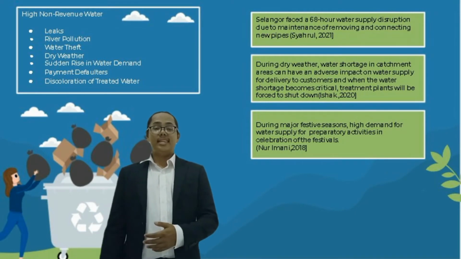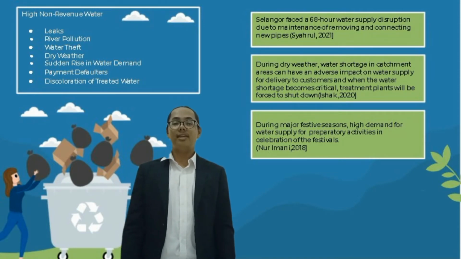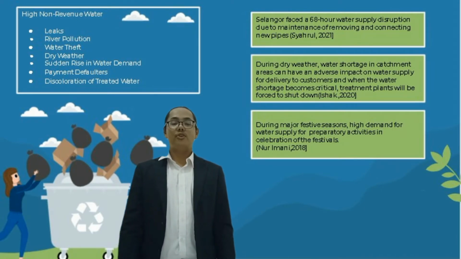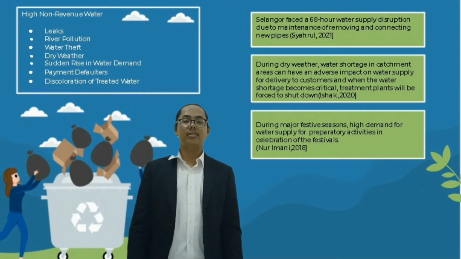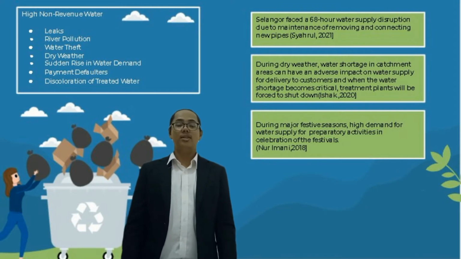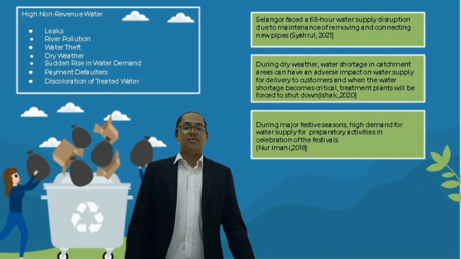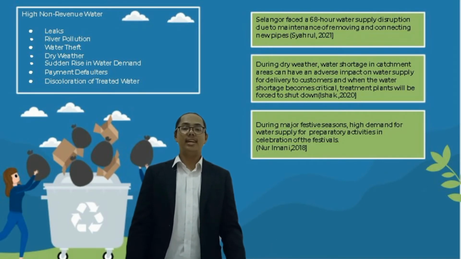In 2020, IFHAP mentioned dry weather, where water shortage in catchment areas could have an adverse impact on water supply delivery to customers. When water supply shortage is critical, treatment plants are forced to shut down. According to an article from the Federation of Malaysia Consumer Association (FOMCAM), Nur Imani said that during the festive season, water supply will be 5 to 6 times greater than usual, because of high water demand during it.